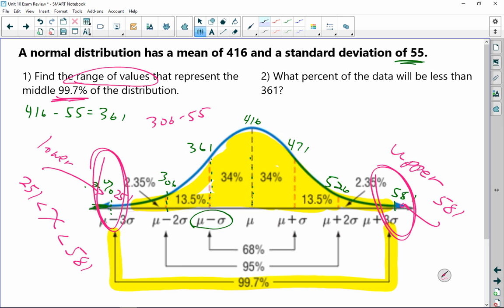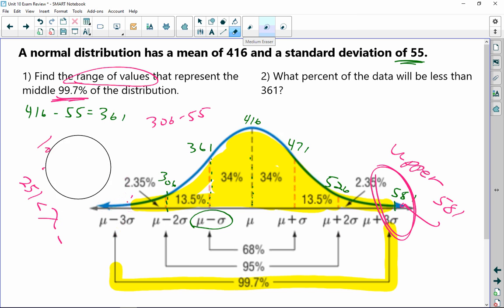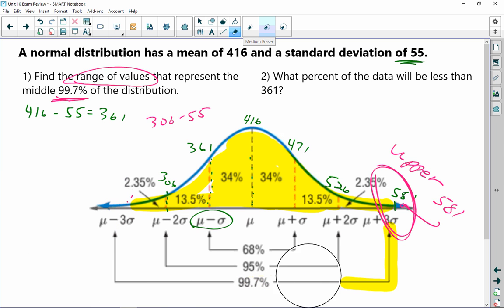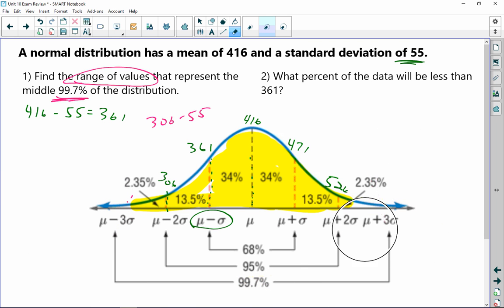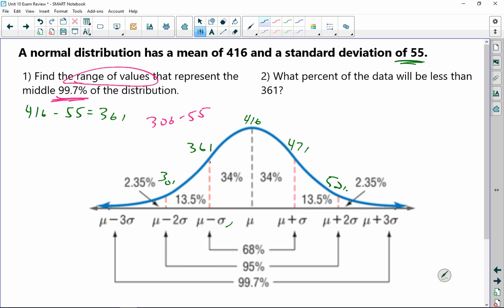Okay, so now the next one, number 2. What percent of the data will be less than 361? Well, where's 361, guys? Erase some of this. Okay, so 361 is right here, right? Yeah. Okay, and it wants everything that's less than that. So that includes everything to the left, all of this.